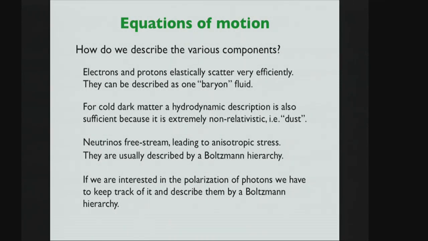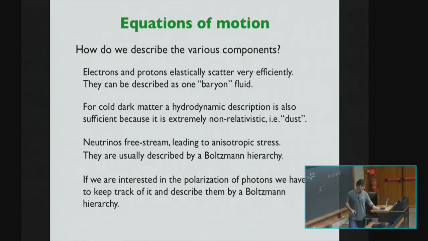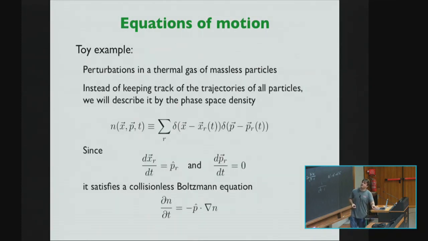they free stream and have anisotropic stress, and so we usually describe them by a Boltzmann hierarchy, and I'll introduce this next. And for the photons, certainly if we want to keep track of their polarization, which we do want to keep track of because we're trying to compute the C_l^EE, C_l^TE, so the power in polarization, then we also have to describe them by a Boltzmann hierarchy. And so I'll try to go through those equations.